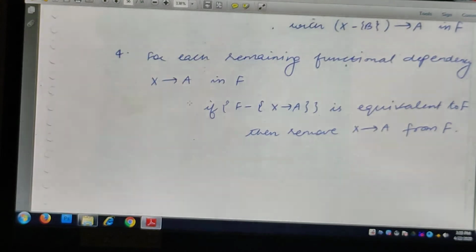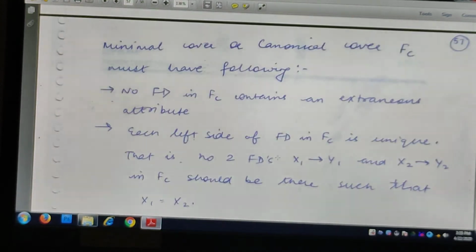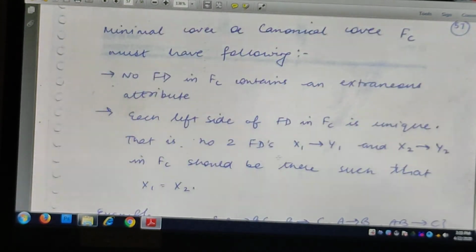If it is possible to remove any particular functional dependency because it can be concluded from other FDs, then remove it. This was the algorithm. You will understand this if we continue with the examples.